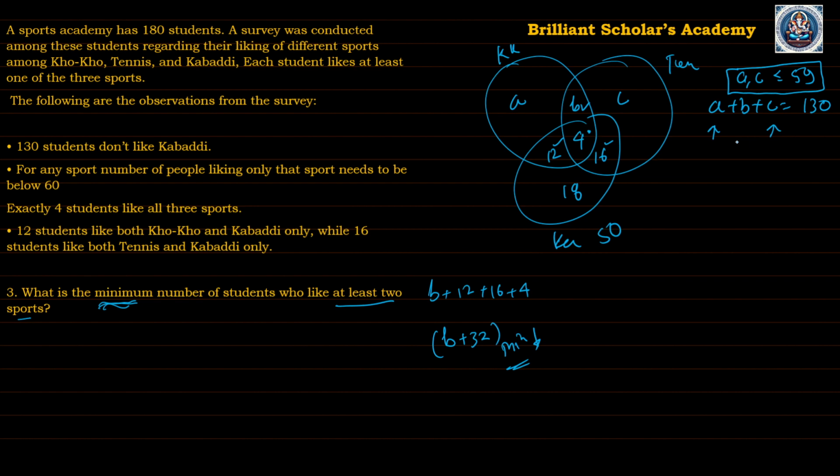There is no other condition put on us. It says nothing about whether A is more than C or A is less than C. I would want to make these 59 and 59. I would want there to be 118 values for A and C. If that is the case, I will have B is equal to 12. If I have B is equal to 12, I would be able to achieve 44. So the least value for these is 44.